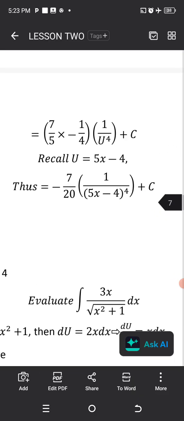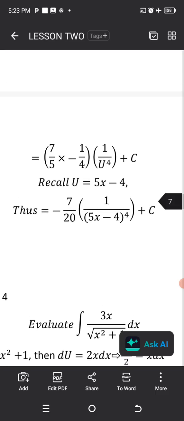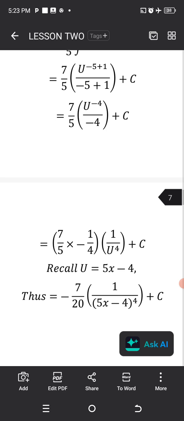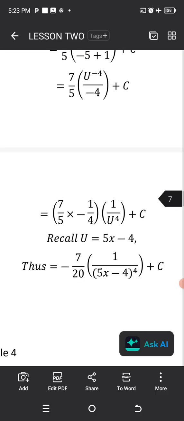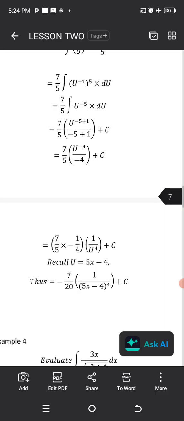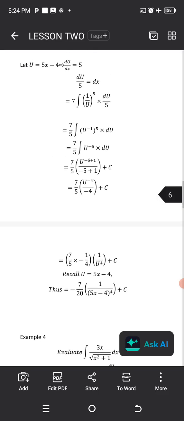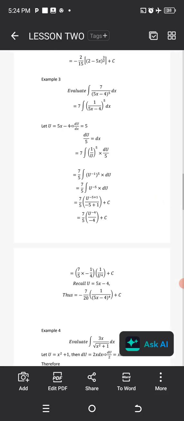You can see from here, we arrive at 7 multiplied by 5 multiplied by minus 1/4. We just bring out the minus from the denominator minus 4, and multiply the constants with each other. So thus we have minus 7 all over 20 into parentheses 1 all over (5x minus 4) all raised to power 4 plus c. So there's no fluke there, there's not much magic in there. Just understand the necessary steps.